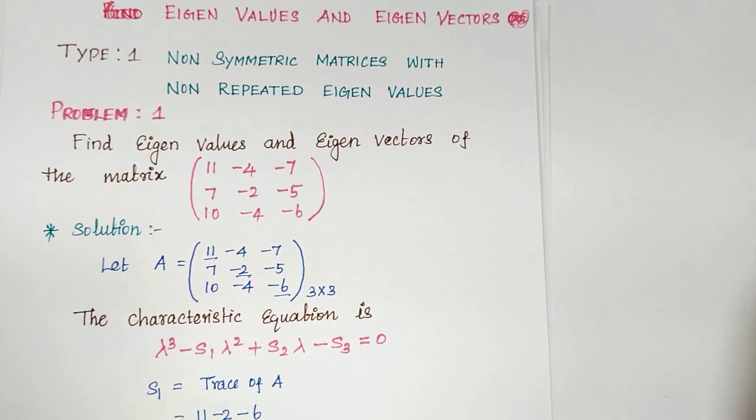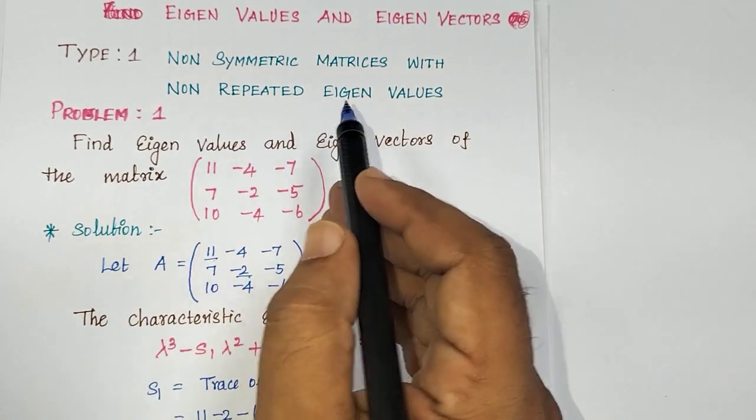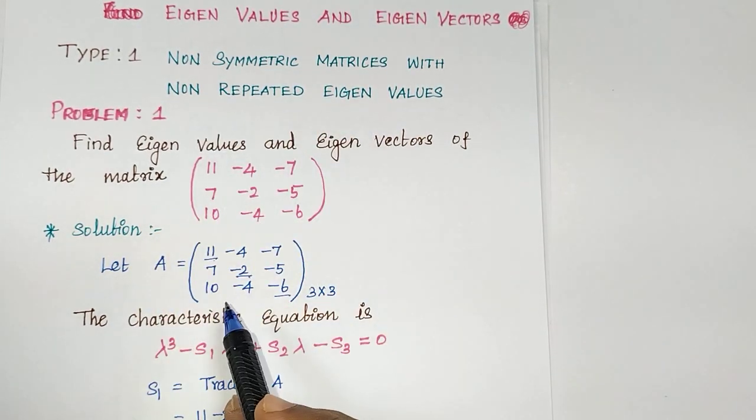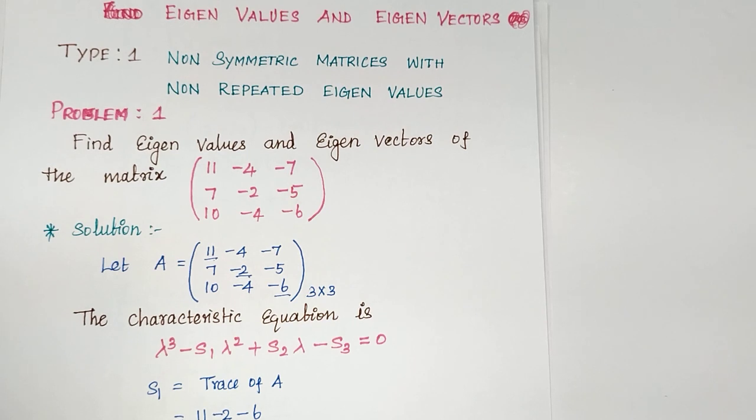Just I will recall what we completed in this video. I took one problem from type 1 model. Type 1 is non-symmetric matrices with non-repeated eigenvalues. That means when we take the transpose of the given matrix it is not equal to the matrix, so it is not a symmetric matrix, and the eigenvalues are also not repeated.